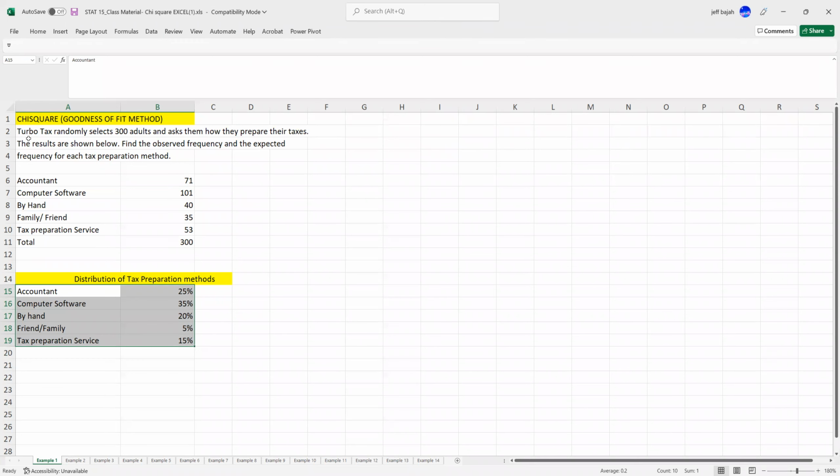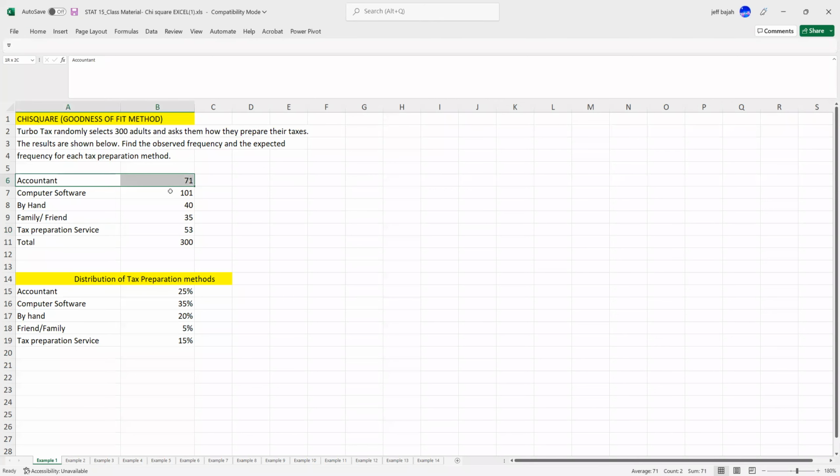Now, TurboTax, what they've done is they now ask 300 adults how they prepare their taxes. And this is the result they got. 71 of them said they use an accountant. 101 said, hey, we use computer software. 40 said they did it by hand. 35 said it was family and friends. And 53 said it was tax preparatory services.